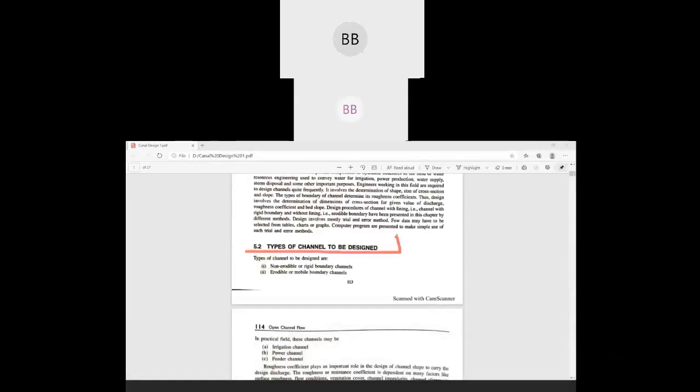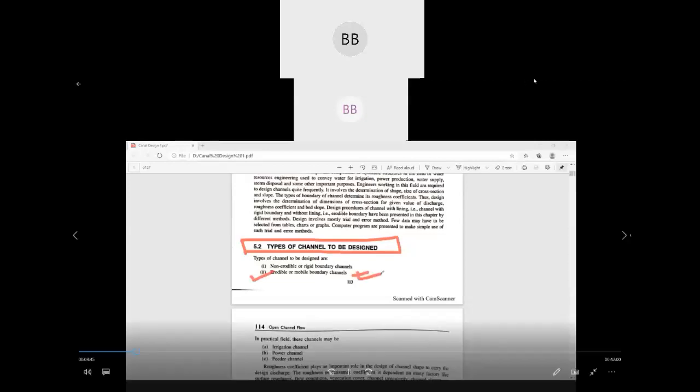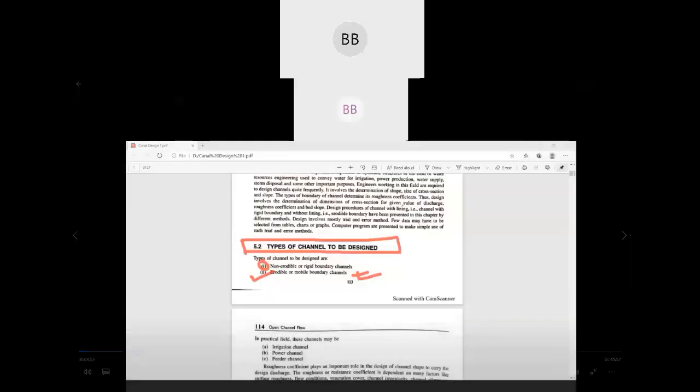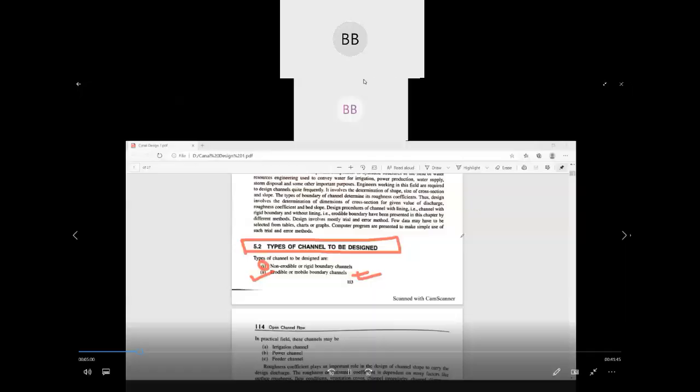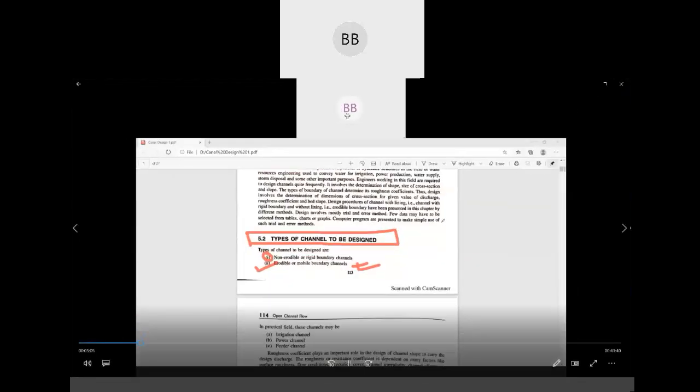You can see here, types of channel to be designed. We have two types. One is erodible or mobile boundary channel. One is non-erodible or rigid boundary channel. That means suppose we need to construct a canal, an irrigation canal of trapezoidal channel. Then first we have to do the earthwork.